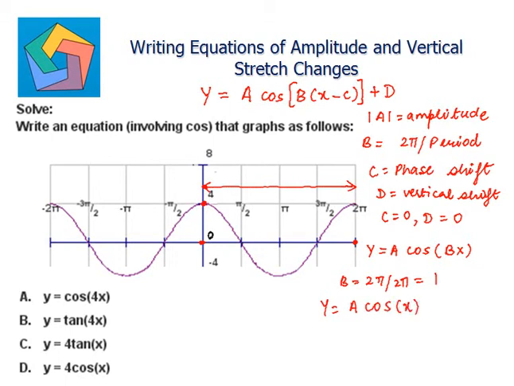Now a, the amplitude. Amplitude is given as half the distance between the minimum and the maximum point. This is the maximum point here, this is the minimum point here. This distance is between the minimum and maximum point. So the half distance will be this, which is 4 units. So the amplitude is 4. So we can say absolute of A is 4 implies A is 4. Since the maximum point is in the upward direction on the y-axis, we take A as positive. So equation becomes y is equal to 4 cosine x, which is the answer in the D part.